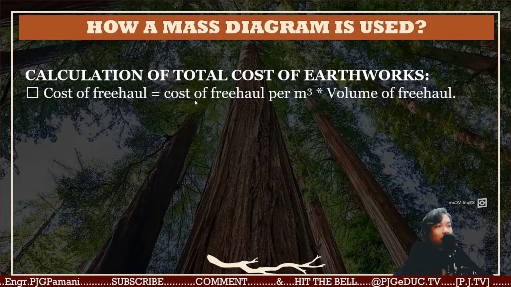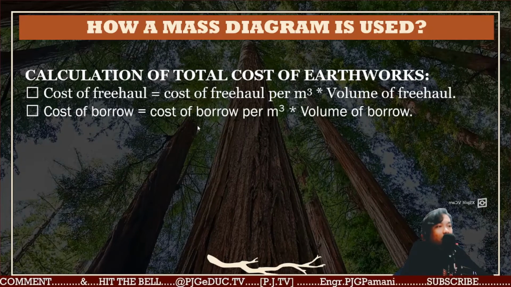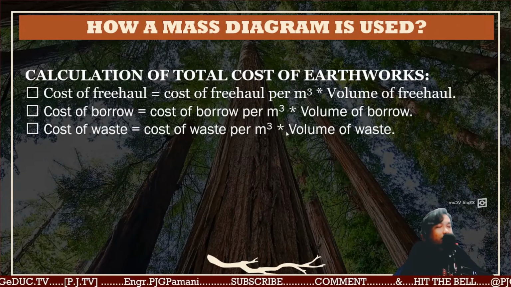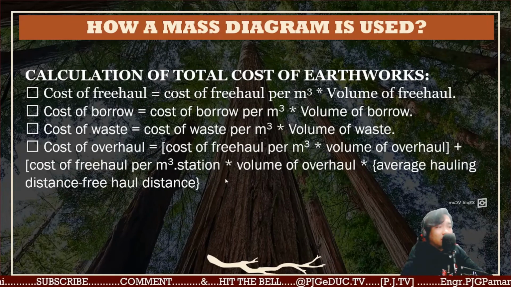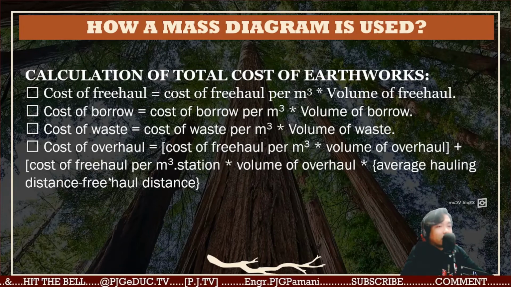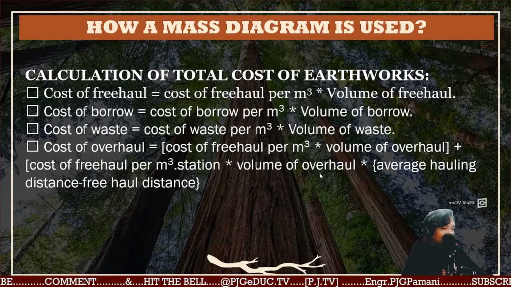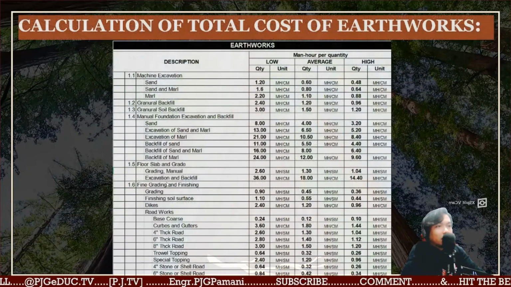Cost of free haul, basically, free haul cost per cubic meter times the volume of the free haul. Borrow, cost of borrow per cubic meter times the volume of borrow. Cost of waste, simply cost of waste per cubic meter times the volume of waste. Cost of overhaul, cost of free haul per cubic meter times the volume of overhaul, plus the cost of overhaul per cubic meter station times the volume of overhaul times the average haul distance. Hindi na natin masyadong yan. Nasa estimate nyo na yan eh. Ibigay ko lang yung pahapyaw.